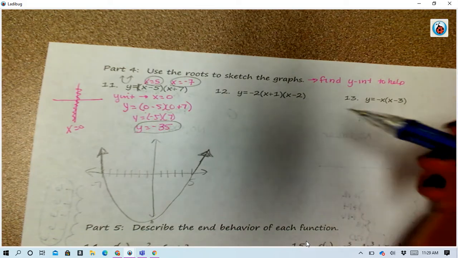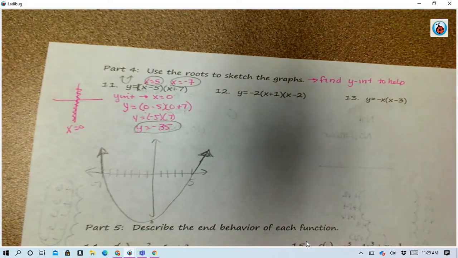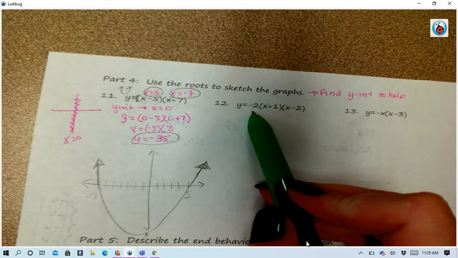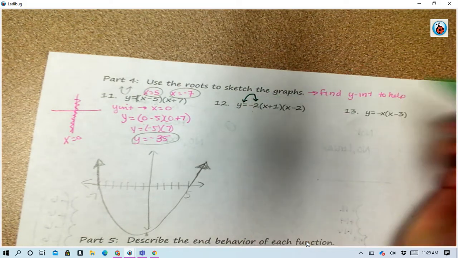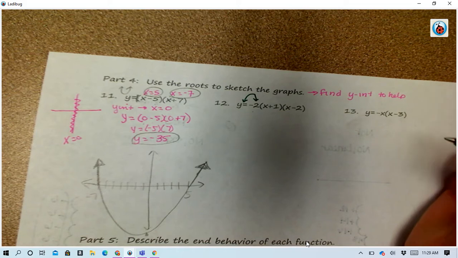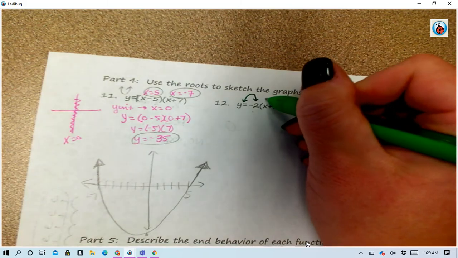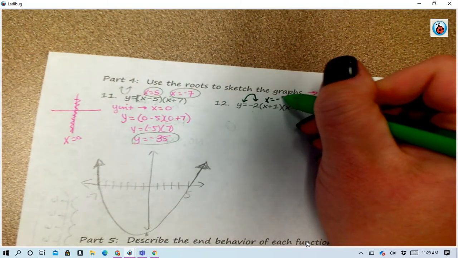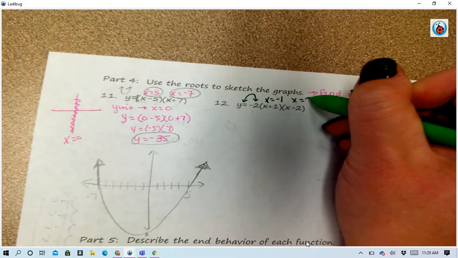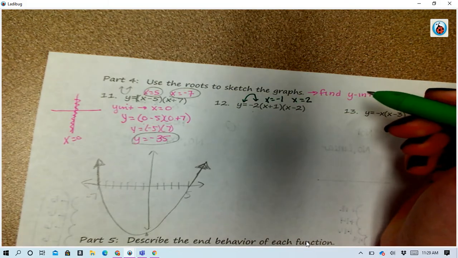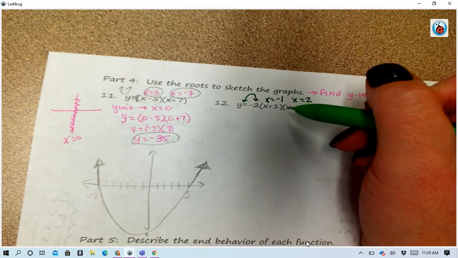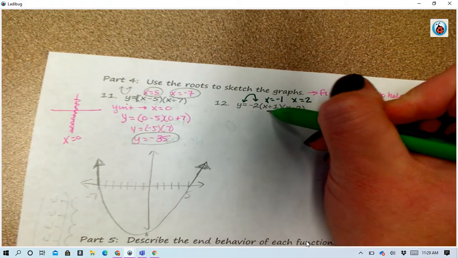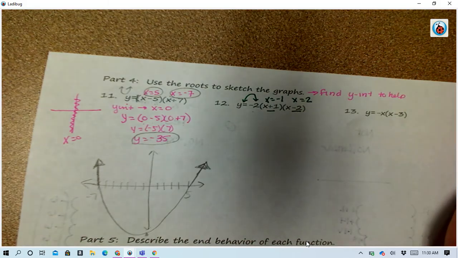Take a look at number 12. So before we even do anything, take a look at our A value. Our A value is negative, which tells us it's going to be shaped down like a frown. If you know the shortcut, we can just say that our roots are negative 1 and positive 2. How did I come up with that? There's no coefficient in front of the x's, so you can just take the opposite of the number in parentheses.